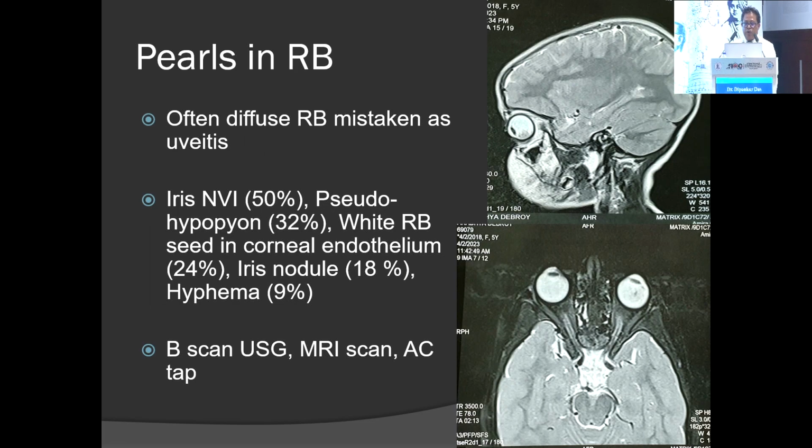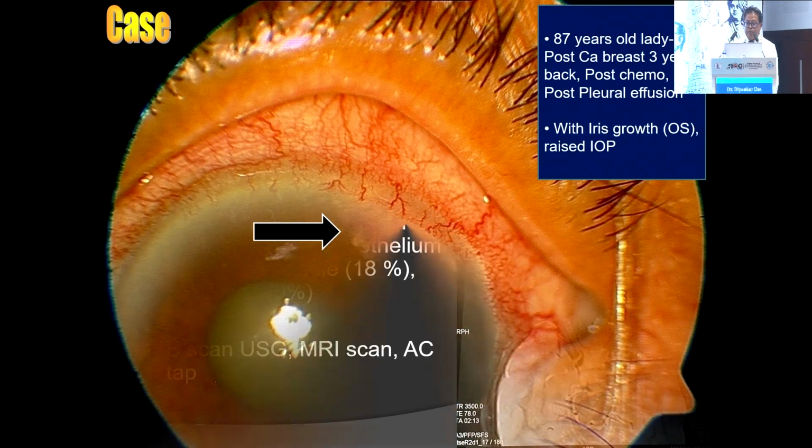So iris neovascularization can be seen in 50% of cases of diffuse retinoblastoma. Pseudohypopyon is around 32%. RB seeding or iris nodules can be seen in 18%. Hyphema can be a presenting feature. So if you get a hyphema in a child, there may be retinoblastoma seeding. Ideally you should not do an anterior chamber tap for draining, but if you drain it, you send it for cytology and you can find retinoblastoma cells. B-scan ultrasound, MRI, and sometimes an anterior chamber tap are done.